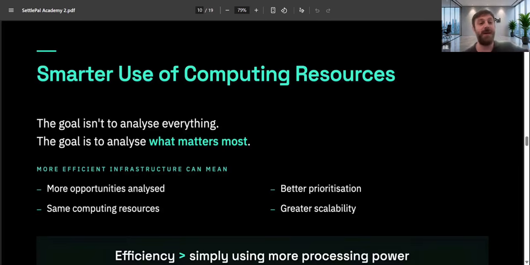So the platform has to instead prioritize. It asks not only, can we analyze this, but also, is analyzing this the best use of our resources? And that is where computing efficiency becomes super important. The goal is not to analyze everything. The goal is actually to analyze what matters most. More efficient infrastructure can mean more opportunities analyzed using the same computing resources. It can mean better prioritization, and it can mean greater scalability as the platform grows.